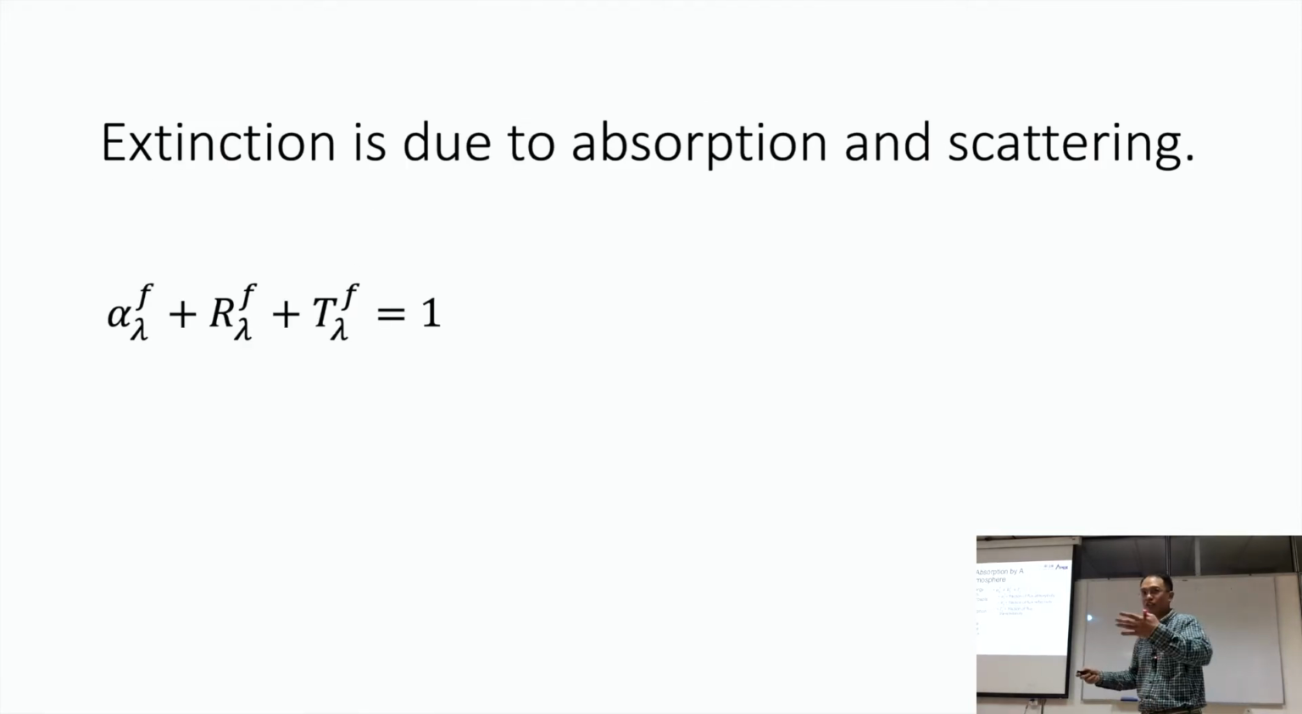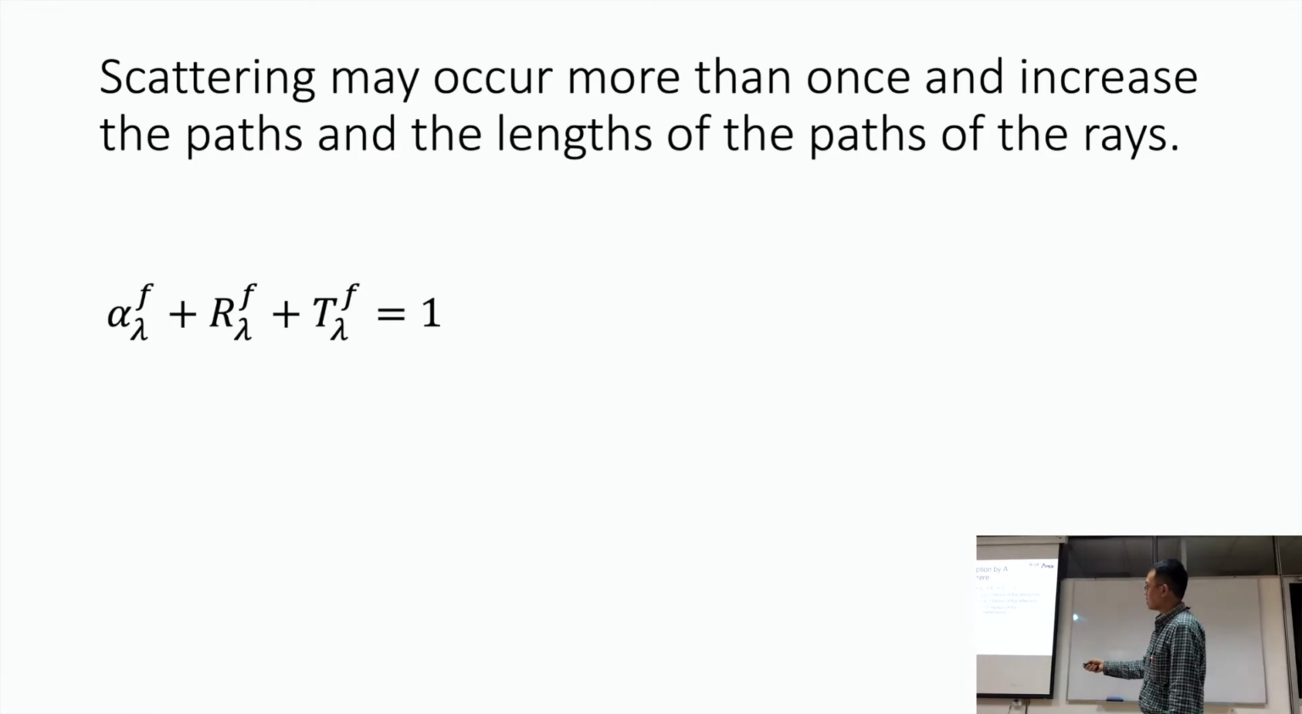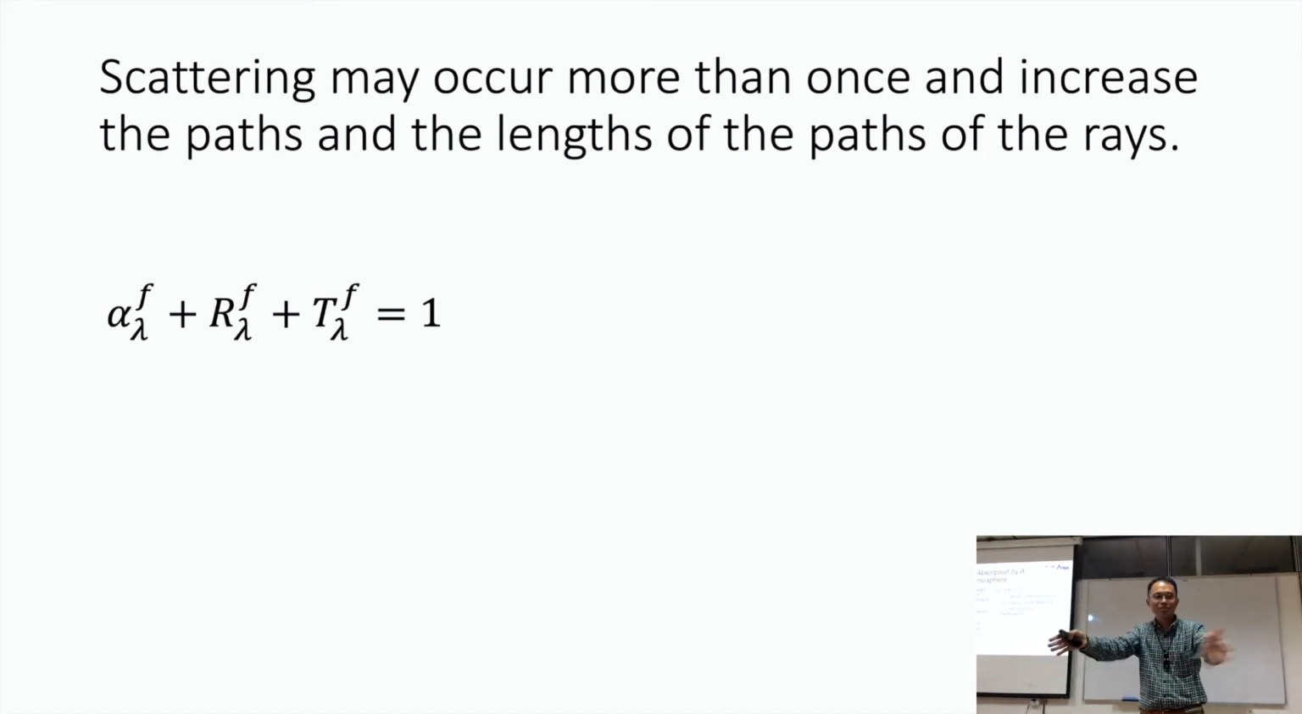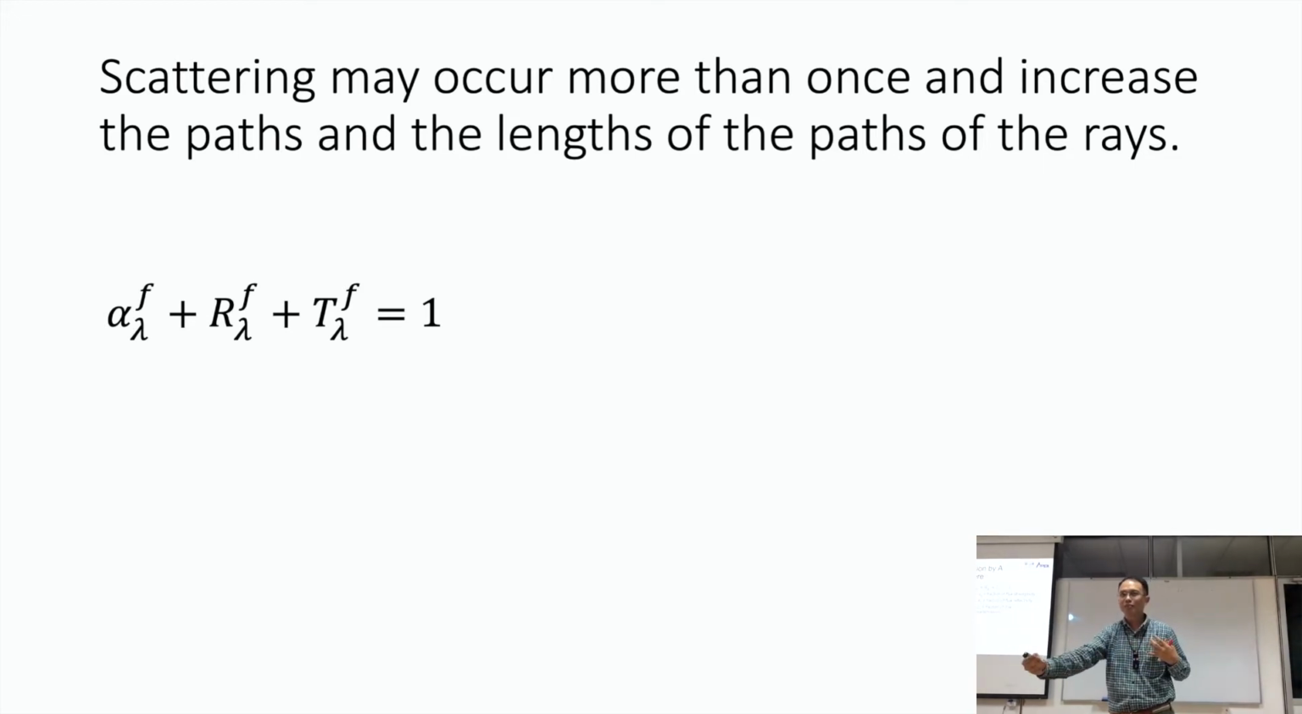Now, extinction means the reduction due to absorption and scattering. So that is a part of this absorptivity. Now, scattering may occur more than once and increase the length of the path of the rays. It's not part here, but this one can actually affect absorptivity of the atmosphere. Because when you have scattering, it increases the length, which increases the transmissivity of the layer as well. Because instead of going straight down, it gets scattered here, there, and so on. So the length becomes longer and the transmissivity becomes higher as well. So even though scattering is not part of this energy balance, it does play a role in the absorptivity and also the transmissivity.